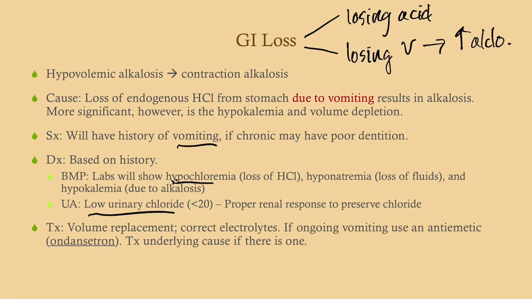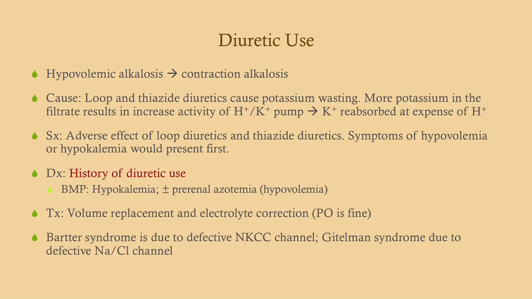The treatment is volume replacement. Anytime you have a patient who's been vomiting a lot, it's good to at least give them one bolus of normal saline. Check their electrolytes, replace as needed. Because these patients are vomiting, if they're continuing to vomit, you may need to do parenteral electrolyte replacement. However, if they can tolerate oral, that is preferred. And then you can give antiemetics as well. If they're continuing to vomit, something like ondansetron is fine.